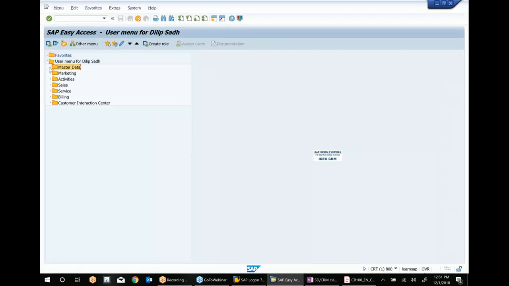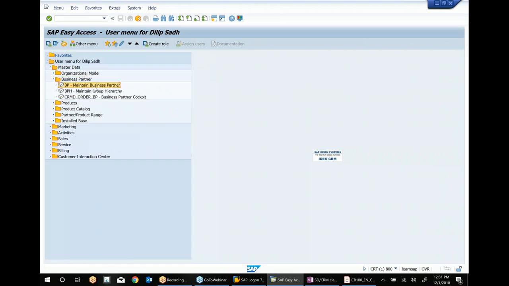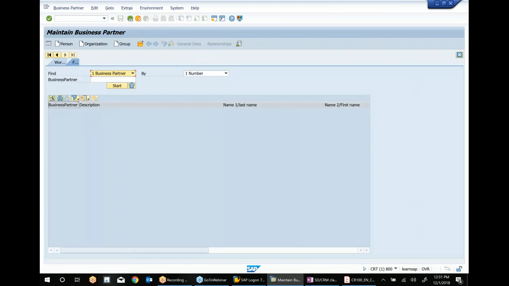So if I go back to here, if I go to master data, if I go to business partner, if I go to maintain business partner, these are the three categories of business partner: person, organization, group. So let us say I go to person, organization.